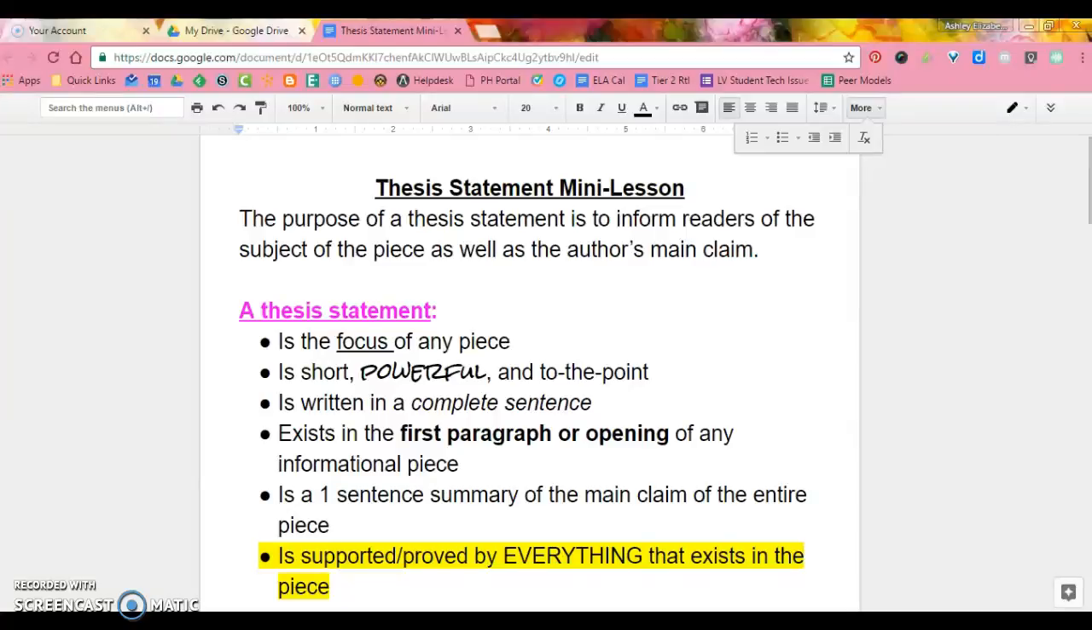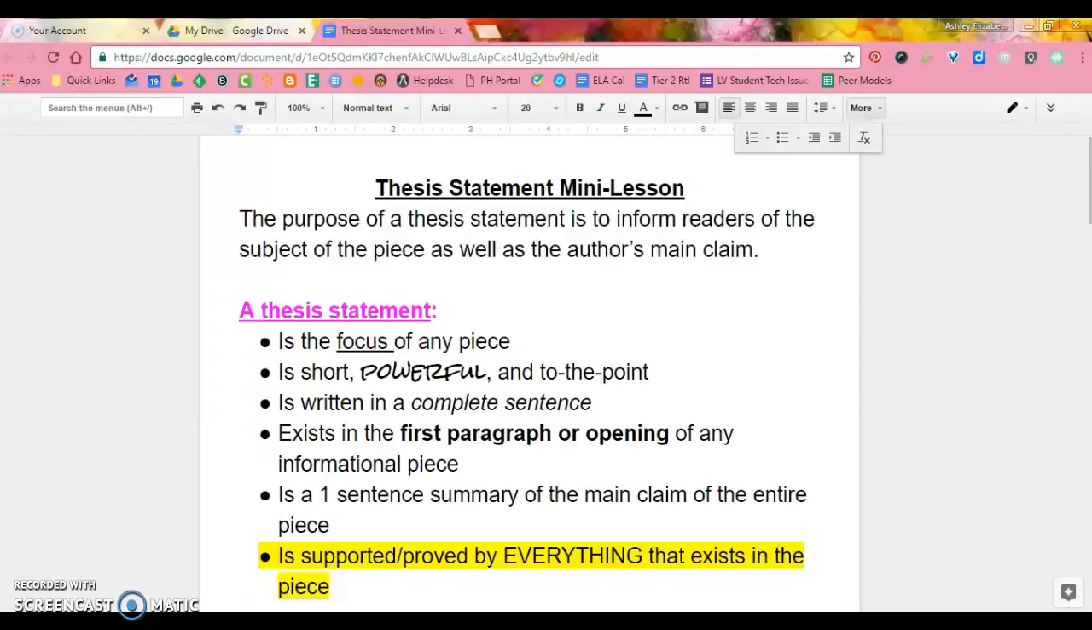Hi guys, for our mini lesson today, we're going to be talking about thesis statements. The purpose of a thesis statement is to inform readers of the subject of a piece as well as the author's main claim. It is the most important part of an entire piece. A thesis statement is the focus of any piece. It is short, powerful, and to the point.